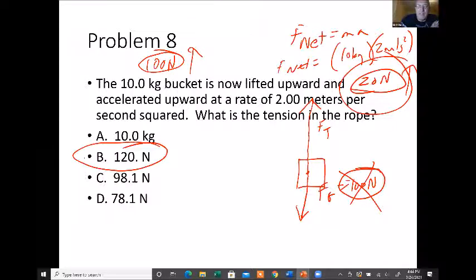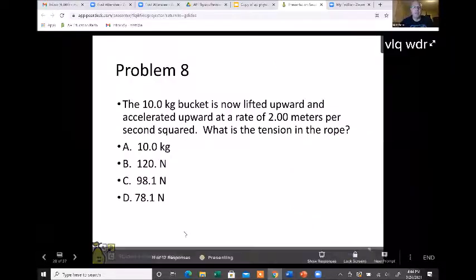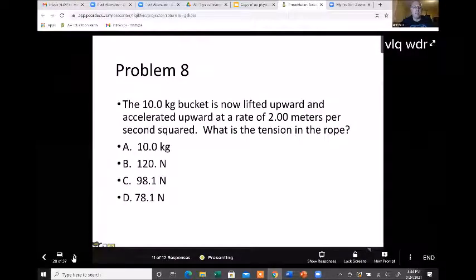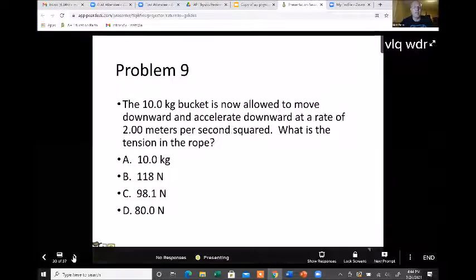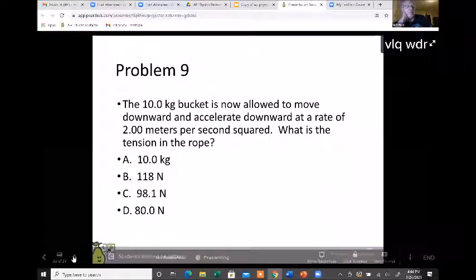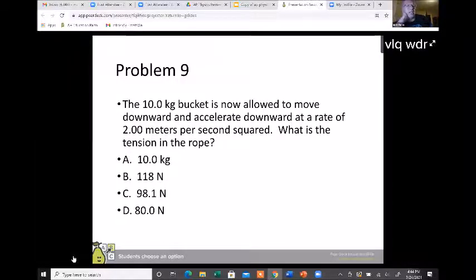Does that make sense to everybody who didn't choose B? Anybody have questions why 120 is right here? All right, we've got about 3 or 4 more problems. Let's go back to Pear Deck. The last one of this set I hope should be easy. This looks, again, almost like the same problem, but notice this time the bucket is accelerating downward. So take a minute and input an answer for this one.